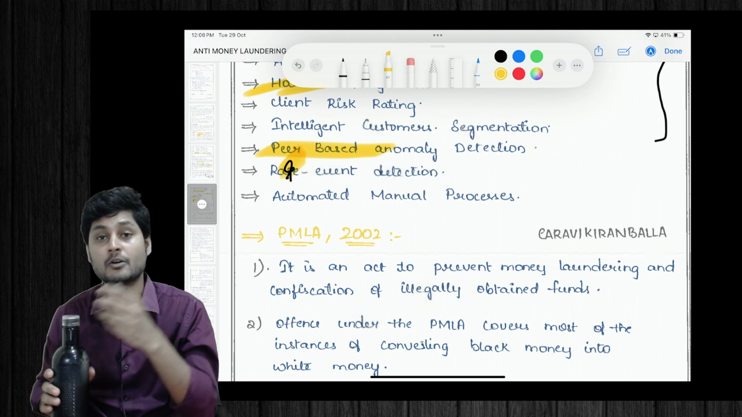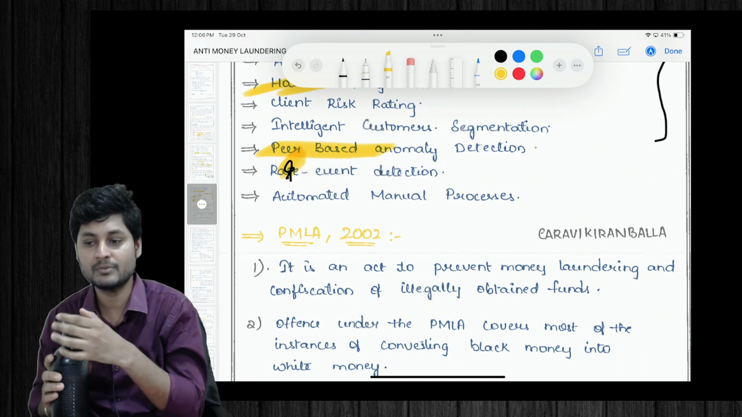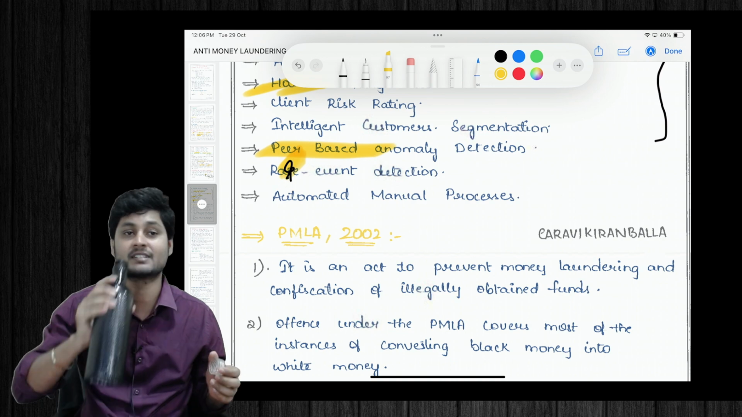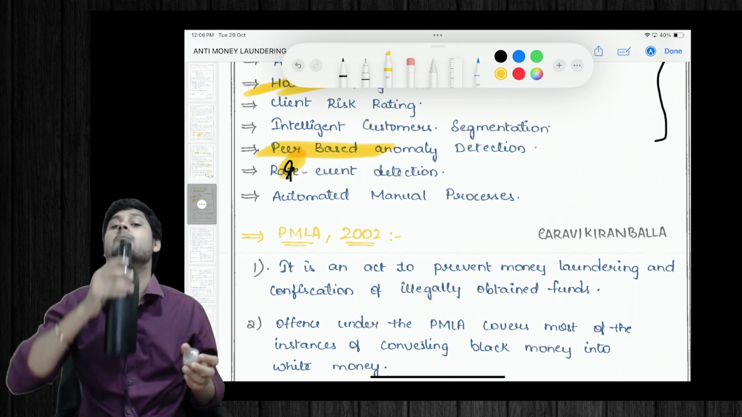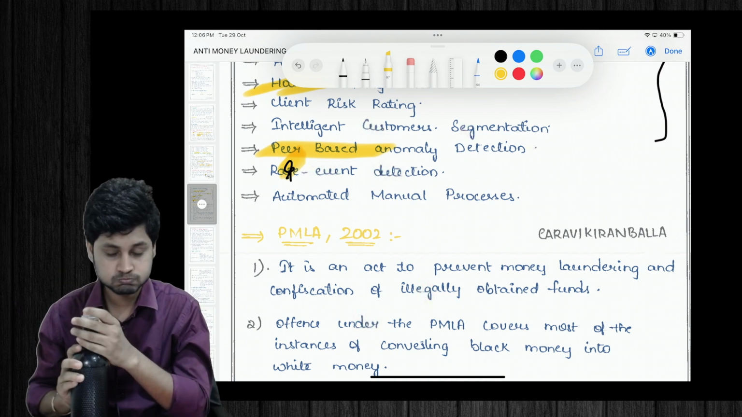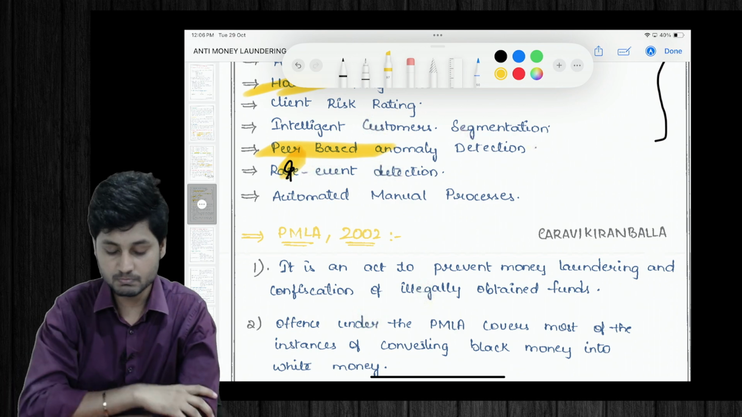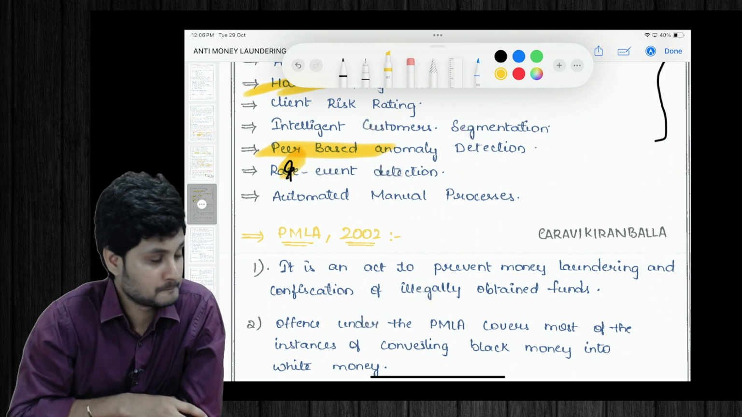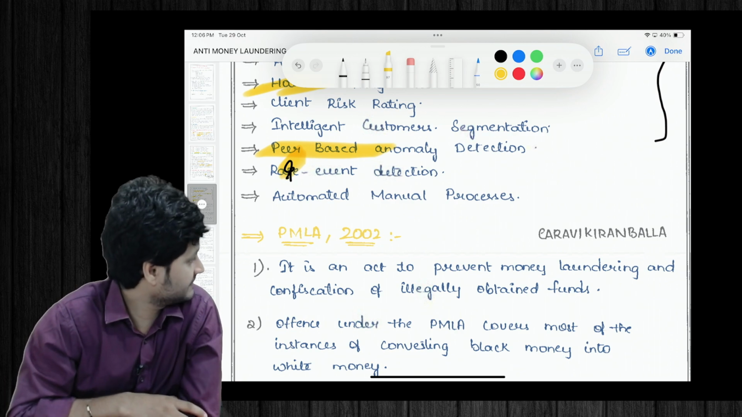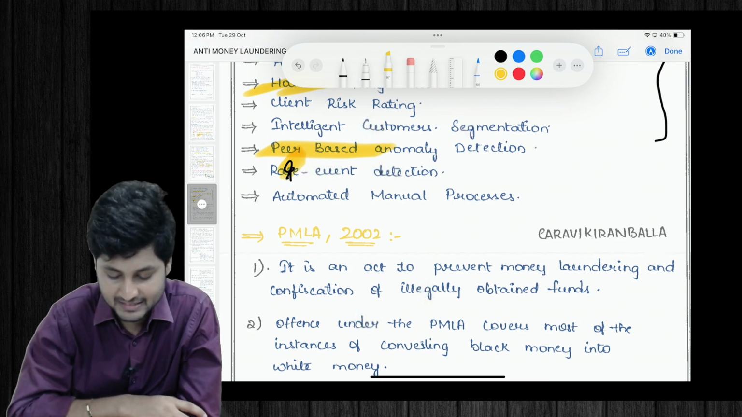What is an anomaly called? Anomaly. Please write: anomaly is something which is significantly different from others.